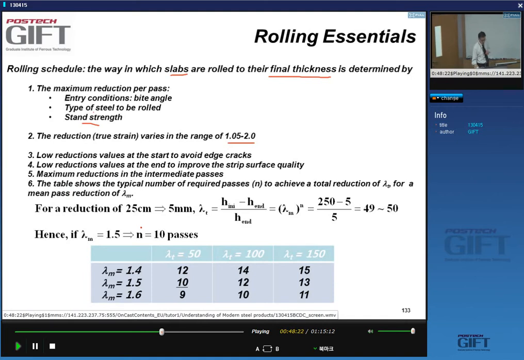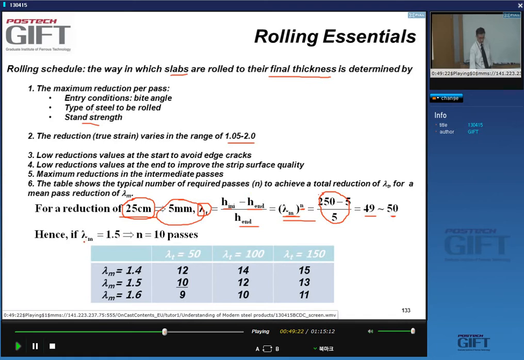Just to give you an example, right? If you want to know, well, how many passes would I typically have to give to reduce a slab that is 25 centimeters in thickness to a 5 millimeter hot strip. Yes. So the total reduction, lambda total, is the initial thickness minus the end thickness divided by the end thickness, because it's a reduction. And so you can set this equal to the mean reduction to the power n, where n is the number of passes. So if I calculate this, the total reduction, yes, is 49, so let's say 50.